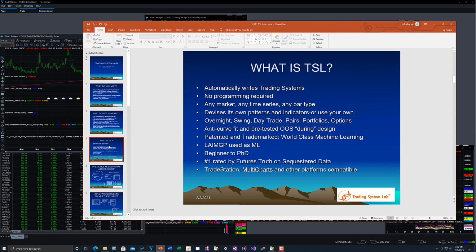So Trading System Lab automatically designs trading strategies, day trading strategies, overnight swing, pairs, portfolios, options trading strategies, and those trading strategies are pre-tested out of sample during the design process. The TSL platform has been around for approximately 15 years, and through that time, through our submissions to Futures Truth and the subsequent tests on sequestered data, we've been rated #1 on many markets.